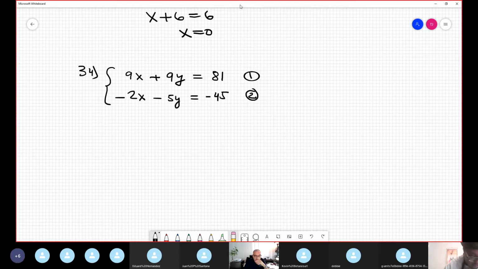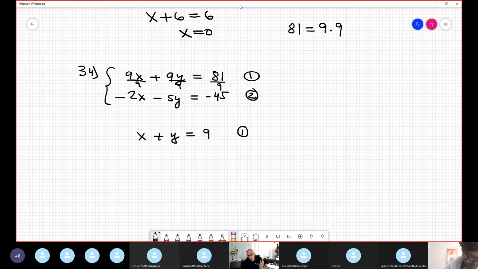I can see equation number 1 can be divided by 9, the whole thing, because I know that 81 is 9 times 9. If you divide equation number 1 by 9, you have a new equation that is easier but equivalent: x plus y equal 9. Wow, it's my new equation 1. It's not ready for elimination, but it's easier than the original. And there is no reason to have a big number that is totally useless.